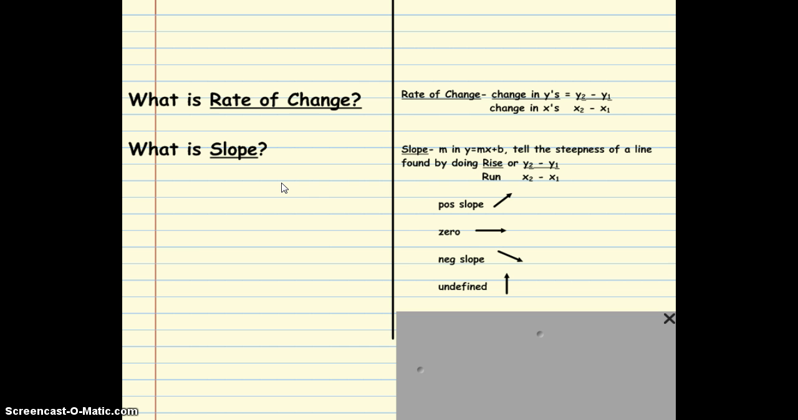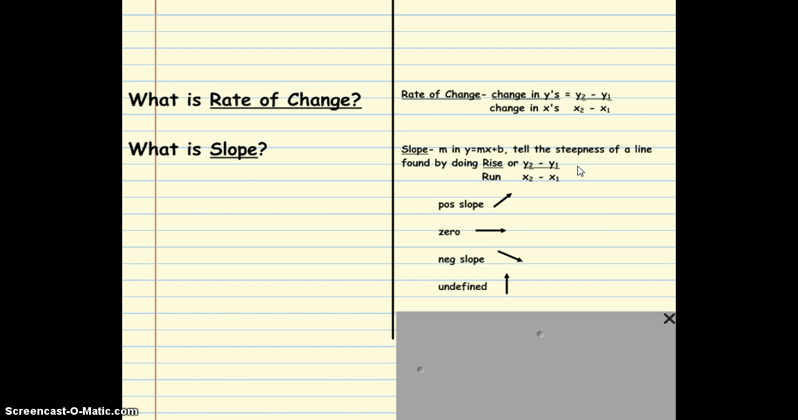Two different words that mean the same thing. Slope, as we've talked about before, is the m value in our equation y equals mx plus b, so it's that number that's in front of x. Slope also tells us the steepness of a line, the steepness going up or the steepness going down. And we can find the slope by doing rise over run, our change in y's over our change in x's, just like we did for our rate of change. So y2 minus y1 divided by x2 minus x1.